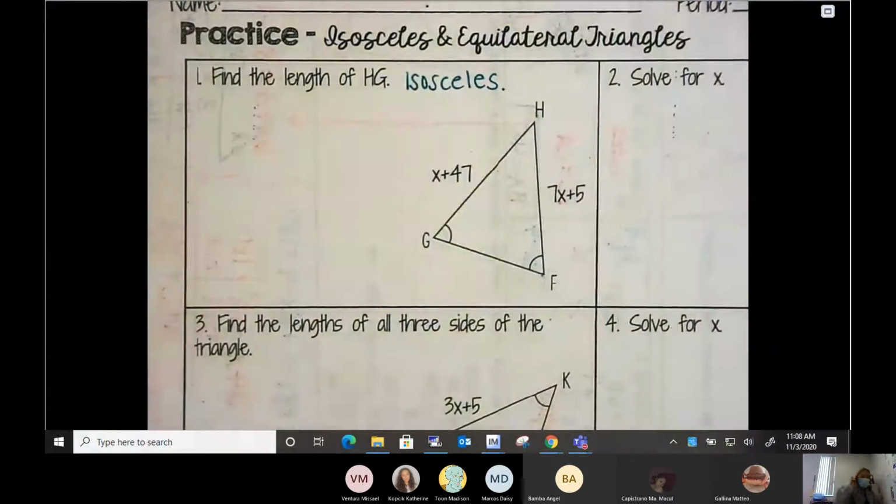Good. Now, in an isosceles triangle, you have two angles that are the same and what else? Two sides are the same. So if you go to the angles that are marked, if you go directly across from them, you'll find the two sides that are congruent. Which two sides are congruent in this picture? So go directly across from the angles. Which two sides?